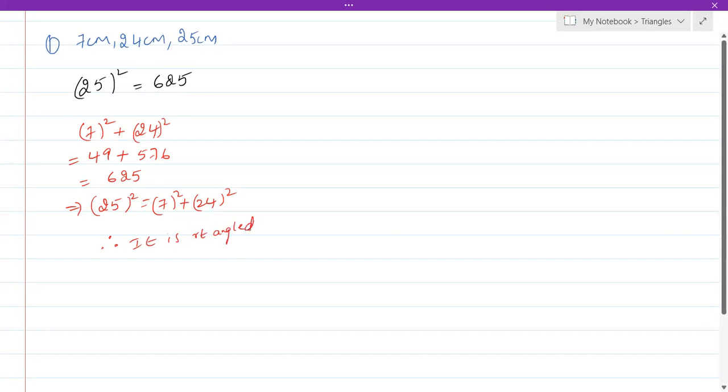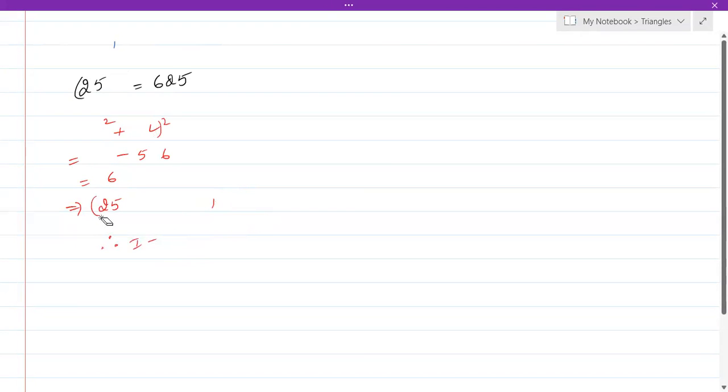RT stands for right angled triangle. Now the right angle is opposite to the longest side. So the longest side is 25 centimeter. The right angle will be opposite to this, and this is the longest one, so this will be the hypotenuse. Okay, so let's continue with the problems. The other questions, you can take it as a task and try it out. Now let's get into the next question, the second one.